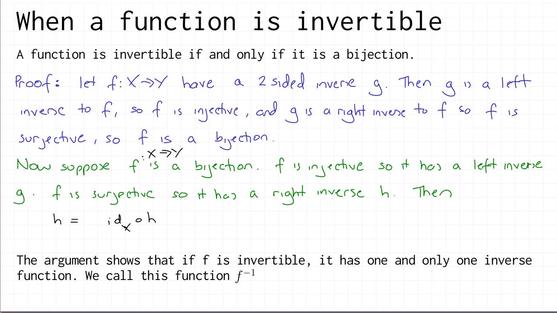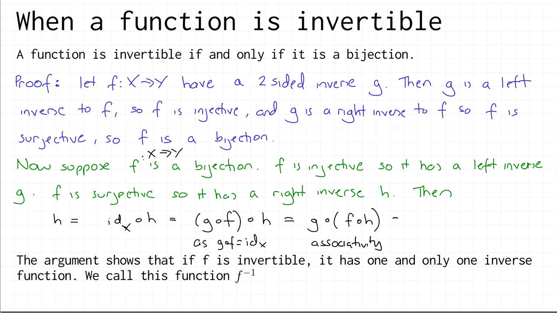So I can compose on the left with the identity, and of course I don't change anything when I do that. But g is supposed to be a left inverse to f. So that means g composed with f should be the identity on x. So I can substitute g composed with f for the identity on x. This is because g composed with f is the identity on x. Function composition is associative, so I could rewrite this as g composed with f composed with h. This is by associativity.